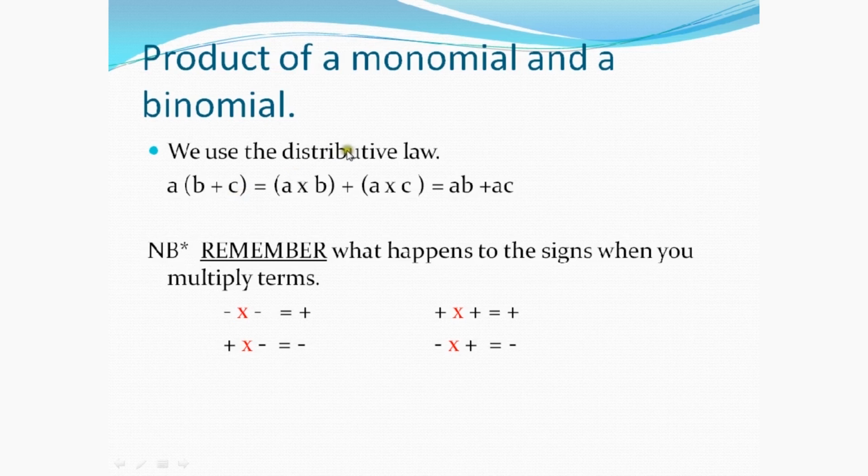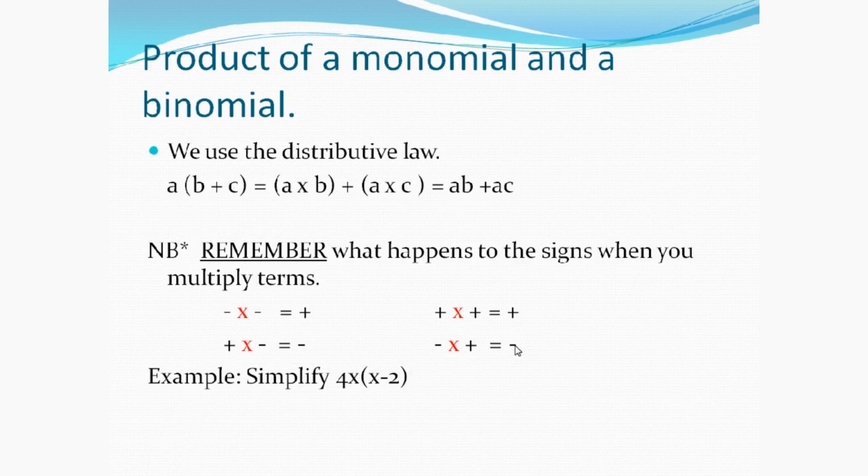So the distributive law says the monomial, which is outside the bracket, multiplies the terms inside the bracket in turn, like I've shown here. The A multiplies the B, the plus sign is there, the same A multiplies the C. A times B gives us AB, plus A times C gives us AC. Now, let us look at an example. 4x in brackets x minus 2.